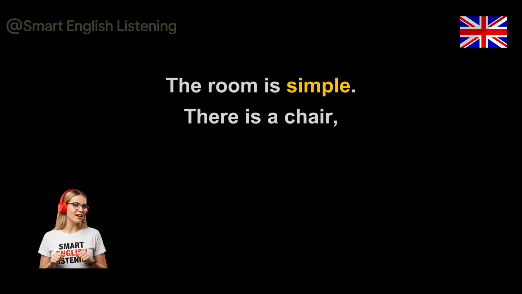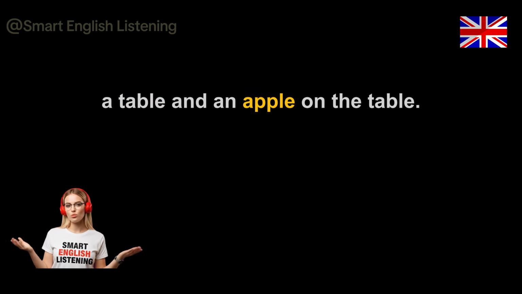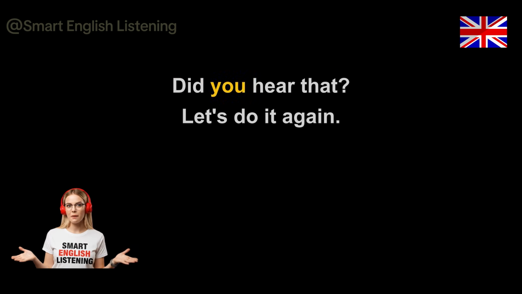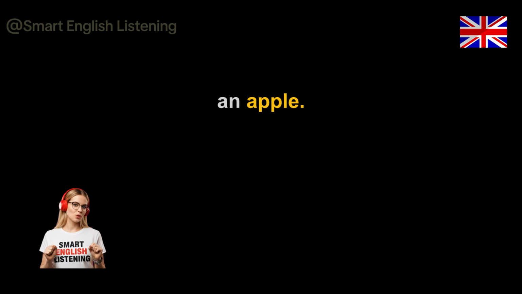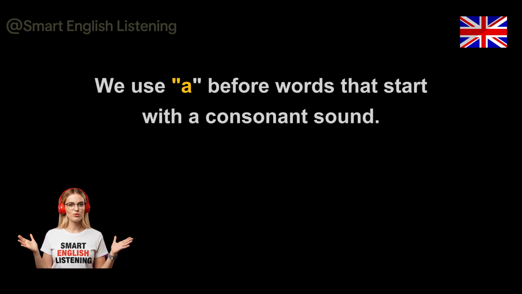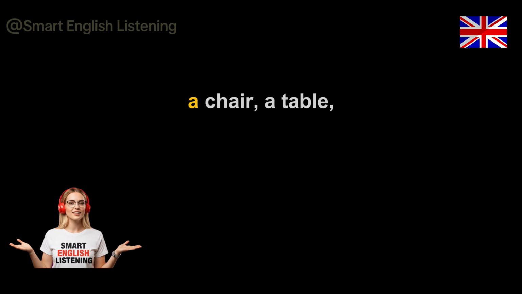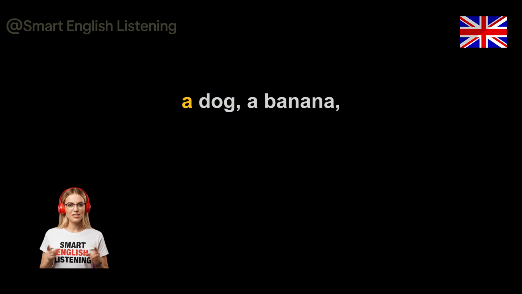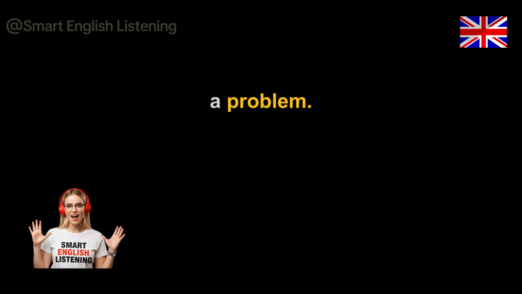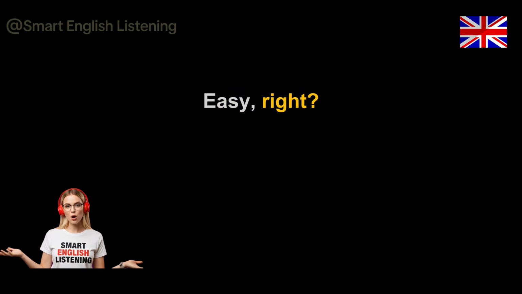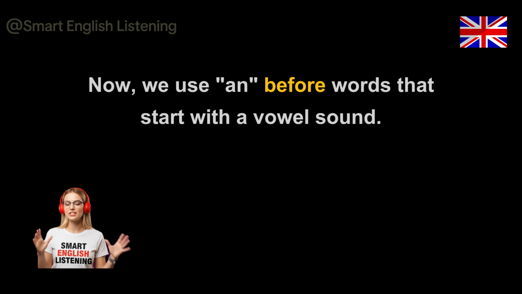The room is simple. There is a chair, a table, and an apple on the table. Did you hear that? Let's do it again. A chair, a table, an apple. We use a before words that start with a consonant sound. A chair, a table, a dog, a banana, a problem. Easy, right? Now, we use an before words that start with a vowel sound.